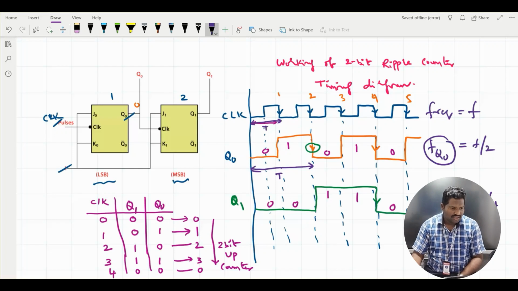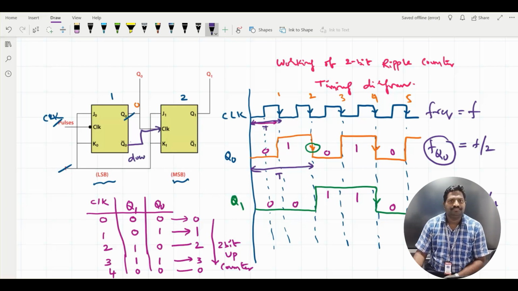Now let's discuss the 2-bit down counter. The only change we can observe in the down counter is the clock pulse for the second flip-flop. In the up counter, we give the clock pulse for the second flip-flop from the output of the first flip-flop, that is Q0. Now for the down counter, the small change we make is to give the clock pulse to the second flip-flop from Q0 bar, that means the complementary output of the first flip-flop. Then it becomes a down counter. So let's see how this down counter will work.